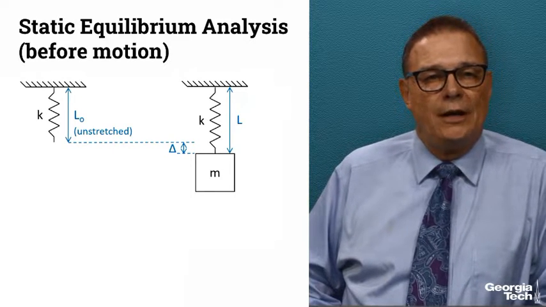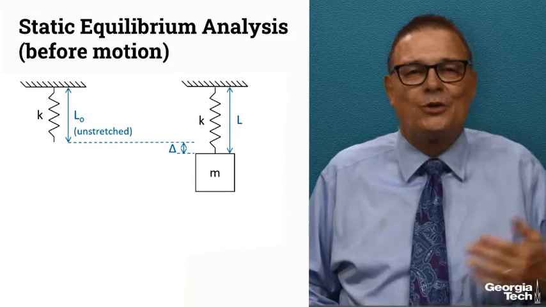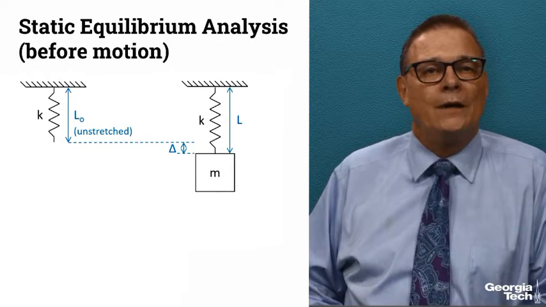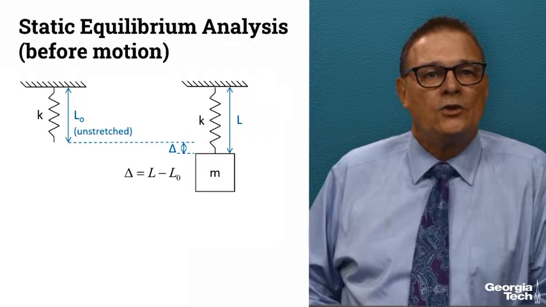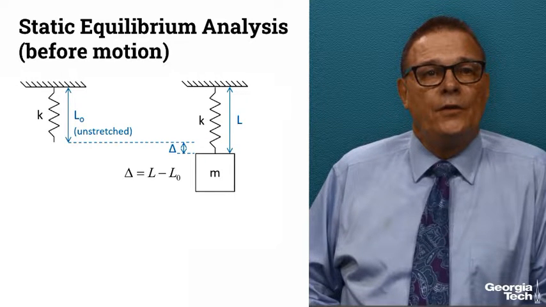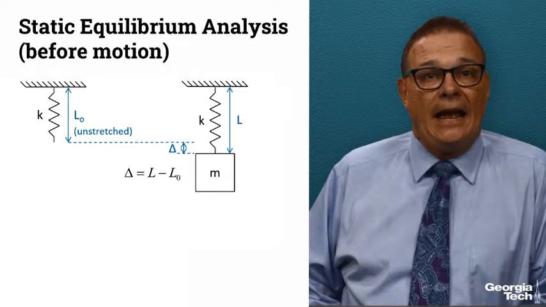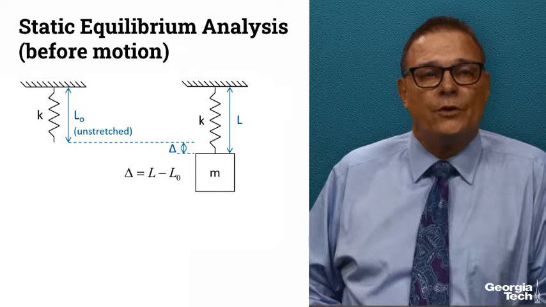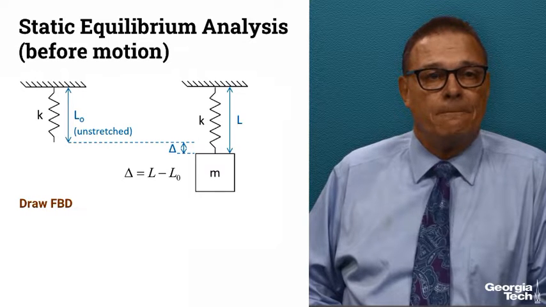Now the delta I've drawn on my slide here is much smaller than the one we saw with the actual mass, but it can be any distance that it needs to be, whatever it actually is modeling. So the delta, the stretch in the spring, is the length after the mass is attached minus the unstretched length when there's no force inside the spring.